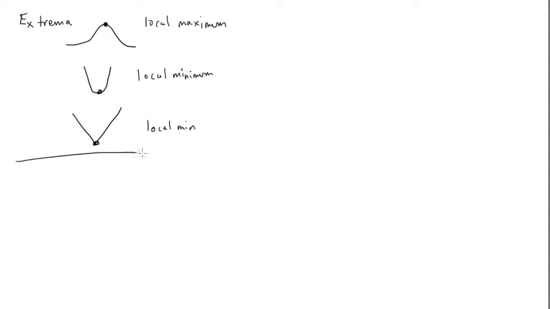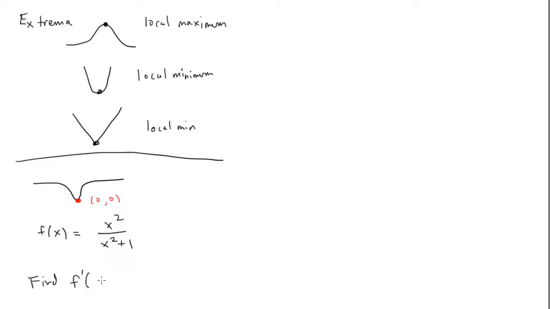Okay, so the first question here, the problem gives me a graph, and I'll make a rough sketch as to what it looks like. Something like that. And then they've identified for us this point right here, and this point has coordinates 0, 0. It's at the origin. And the graph of this function is given by the equation x squared over x squared plus 1. And what we're interested in is to find f prime of 0.